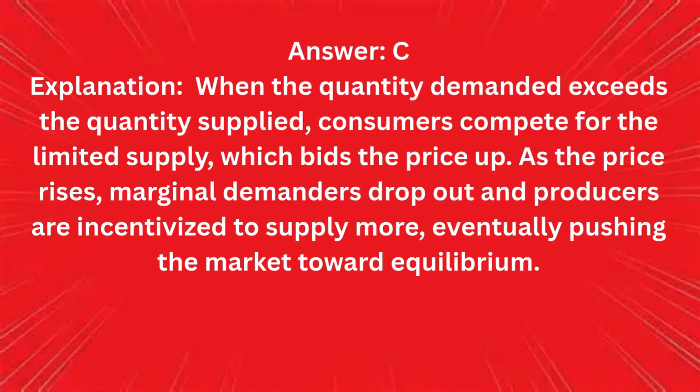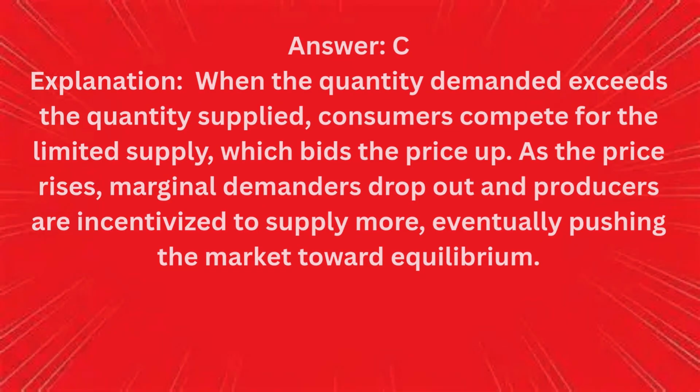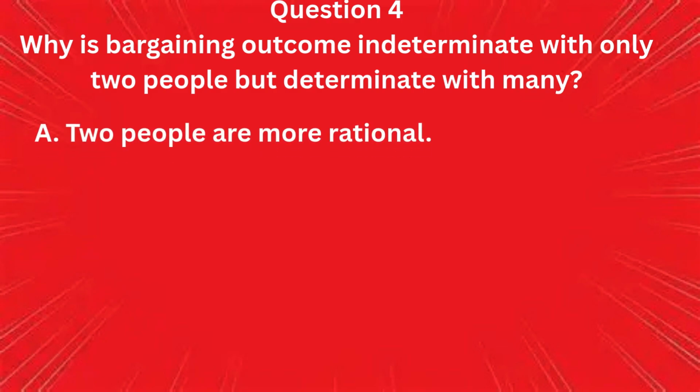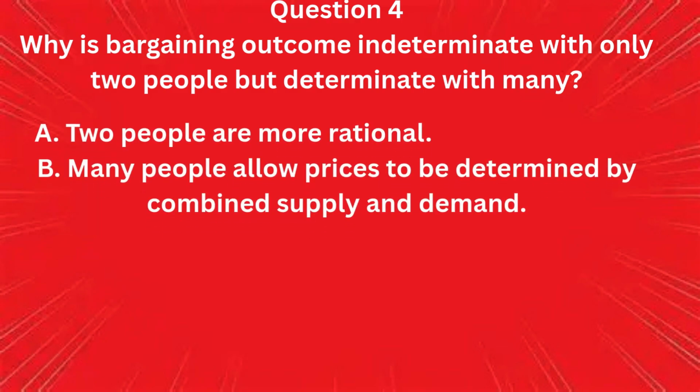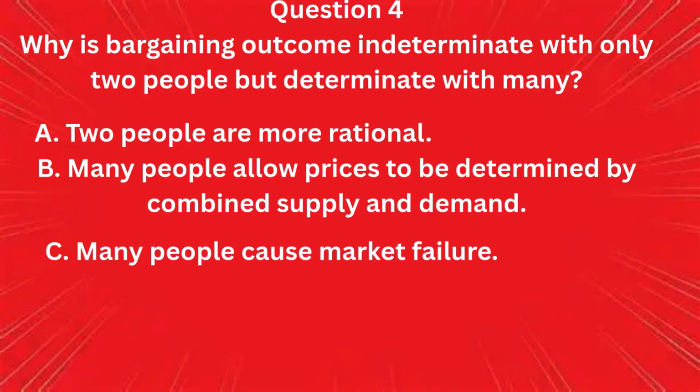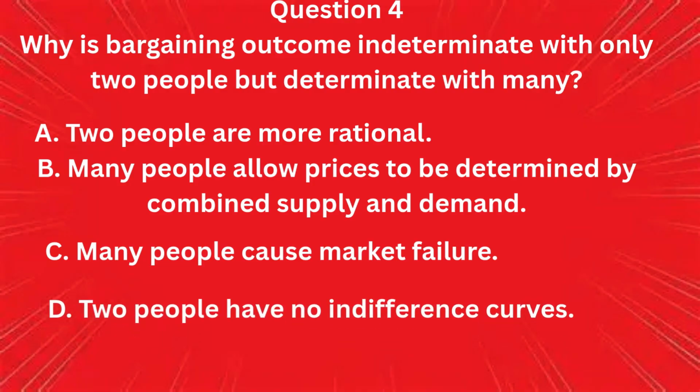Question 4. Why is the bargaining outcome indeterminate with only two people but determinate with many? A. Two people are more rational. B. Many people allow prices to be determined by combined supply and demand. C. Many people cause market failure. D. Two people have no indifference curves.